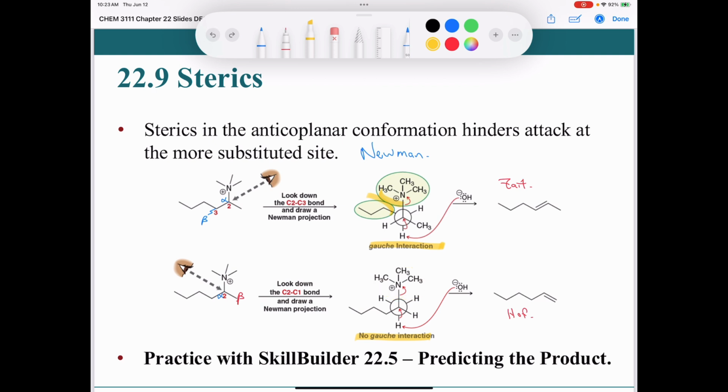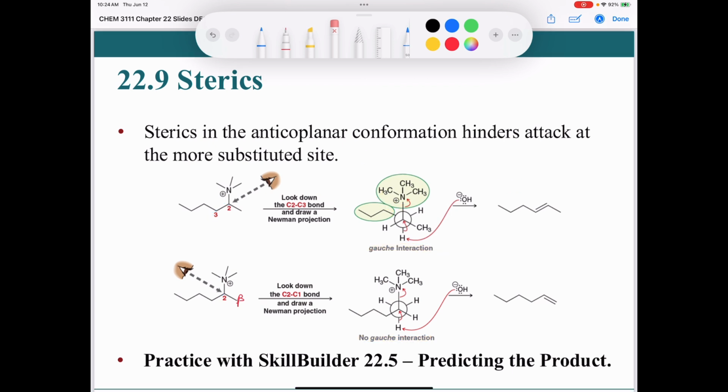Now, I usually don't make my students draw the Newman projection on their quizzes. I just want them to know the concept that when you convert the amine into a good leaving group with exhaustive alkylation and then treat it with a base, it's going to be the Hofmann product that predominates, but the reason why is because there's no gauche interaction during the elimination process.